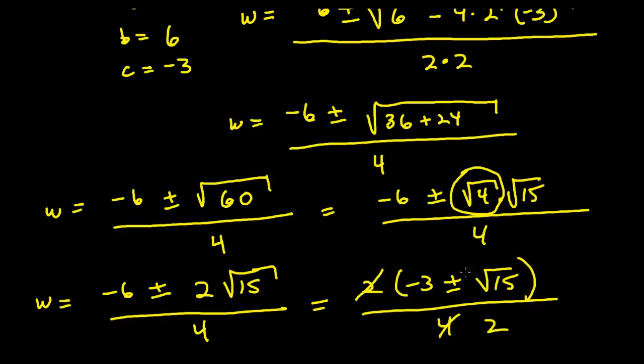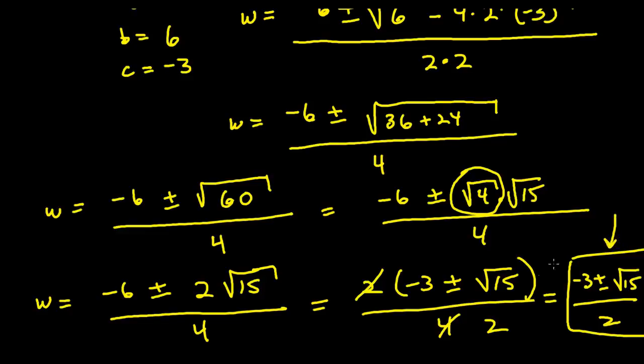So my final answer here, I've run out of room. Hang on, let me make some more room here. Equals minus 3 plus or minus root 15 divided by 2. All right, this represents two different solutions, minus 3 plus the square root of 15, or minus 3 minus the square root of 15. And I leave the answer just like this. I call this exact form, or the simplified root form.